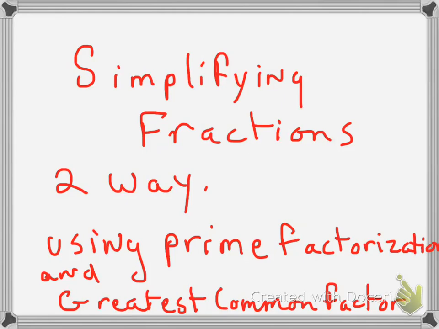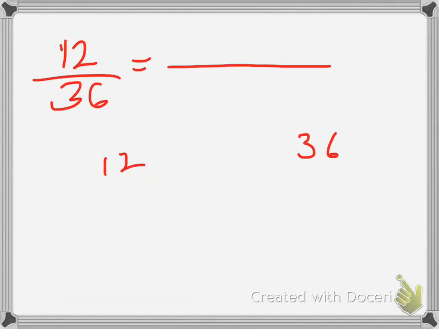So the first way is prime factorization. The second way is using the greatest common factor, which involves ordinary factoring, not prime factoring. Okay, so let's look at the fraction 12/36. That's a fraction, obviously, numerator and denominator. And what we're going to do here is I'm going to show you the prime factorization method that I showed you in class and that the Math Antics video also shows you.